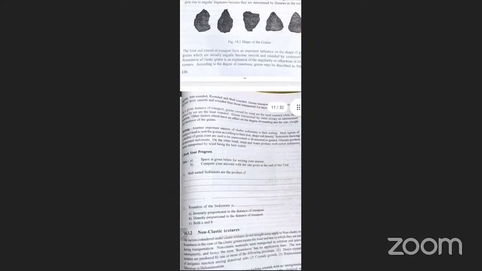Non-clastic textures. In non-clastic textures, the factors which are considered under clastic do not straight away apply. Here, the roundness of the grains: in clastic grains, it is the wear and tear they are subjected to during transportation. In non-clastic material, the material was transported in solution and precipitated subsequently. Here the term roundness has no application.